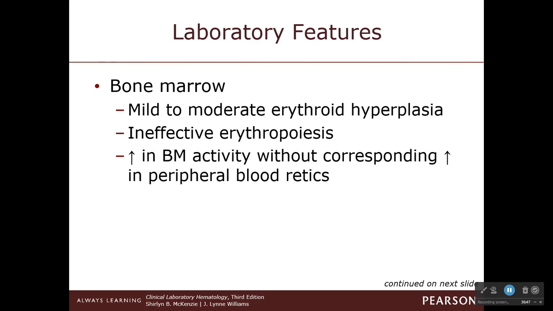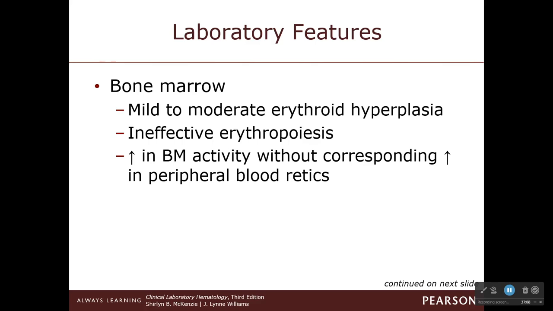Huh? That's what it does all day. No, it doesn't do it all day. It does it as it's needed. So why would people who have iron deficiency anemia have hyperplasia or increased production of red cells in their bone marrow? To try to get what they need. To try to compensate. That's exactly right.